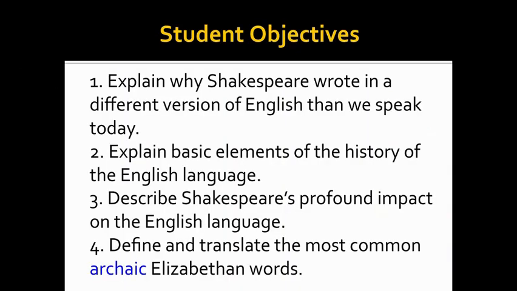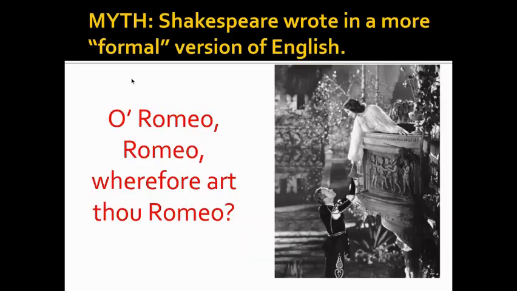And so the objectives for the rest of this packet are to be able to explain why Shakespeare wrote in a very different version of English than what we speak today, to also understand the history of the English language and that it is ever-changing, Shakespeare's profound impact on the English language, coining many words, and of course, many titles of books and so on come out of some of his lines. And then finally, to translate the most common archaic, meaning dead, Elizabethan words that we simply don't use anymore.